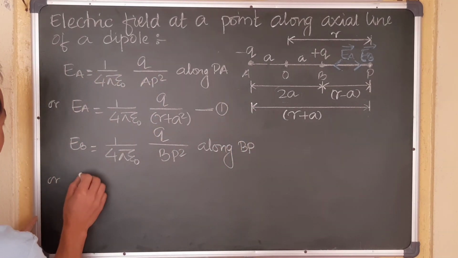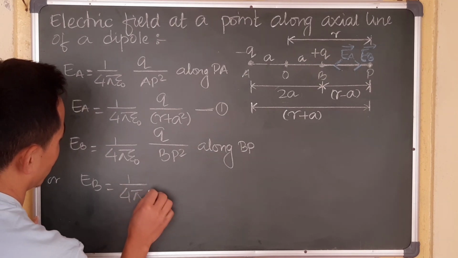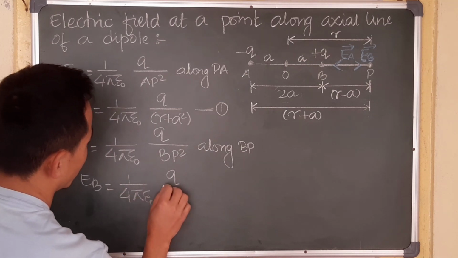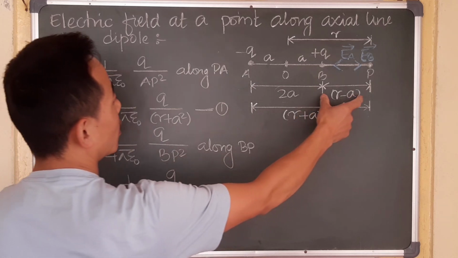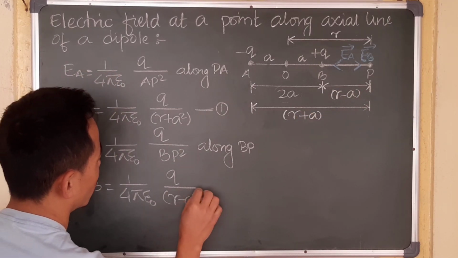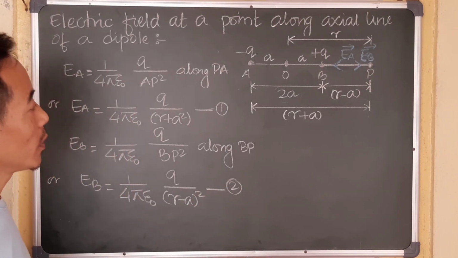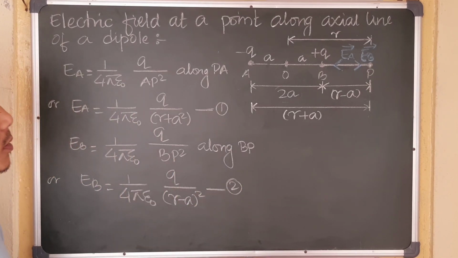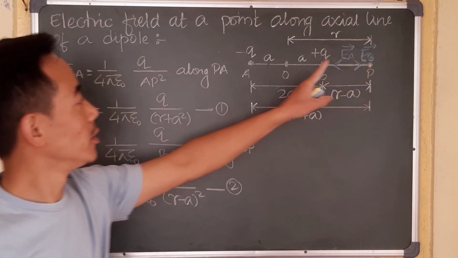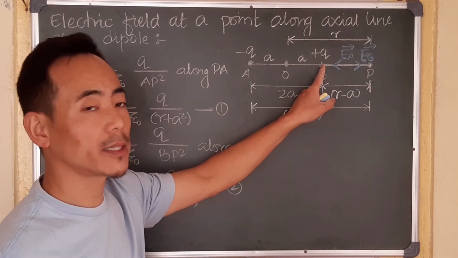Let's put the value of BP. So EB is equal to 1 by 4 pi epsilon naught Q divided by, the value of BP is R minus A. So we'll write (R minus A) whole square. Let this be equation number 2. So we have separately found out the electric field at P due to minus Q charge at A and then due to plus Q charge at B.